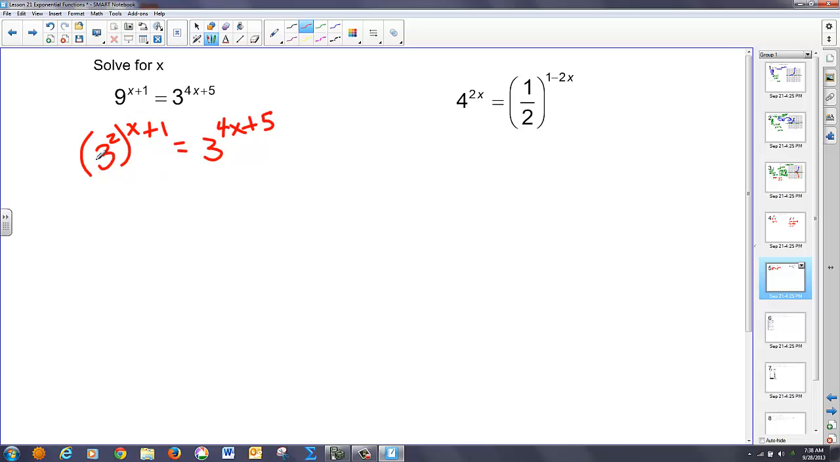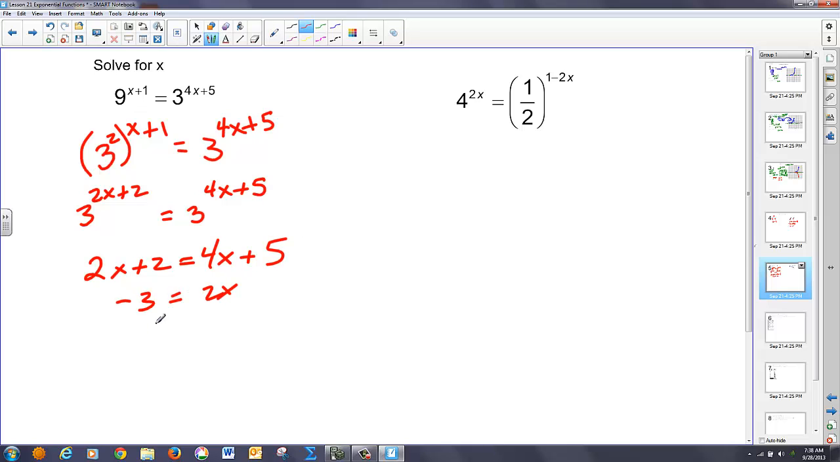Now I have properties of exponents that say if I have a power raised to a power, I can multiply those powers. So this is just 3 to the 2x plus 2 is equal to 3 to the 4x plus 5. And now you'll notice my bases are the same, so I can drop the bases out and set the two powers equal to each other and go ahead and solve that simple linear equation. So I have 2x equaling negative 3, and negative 3 halves is going to be equal to x.